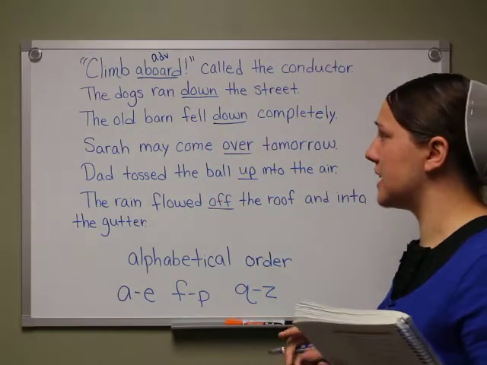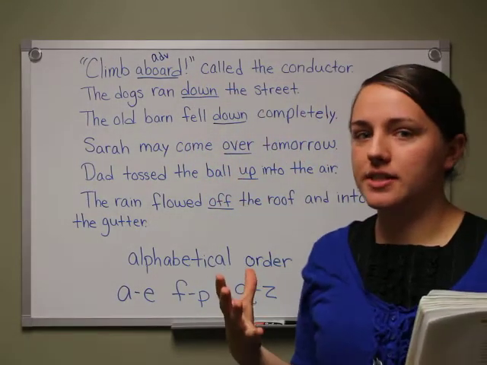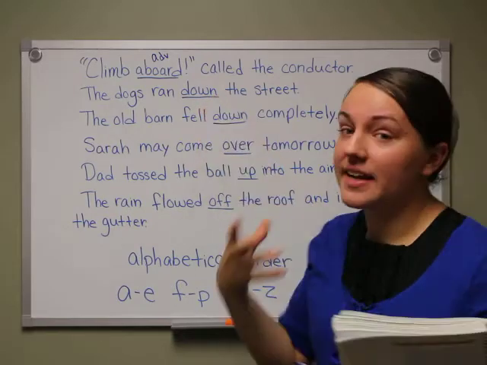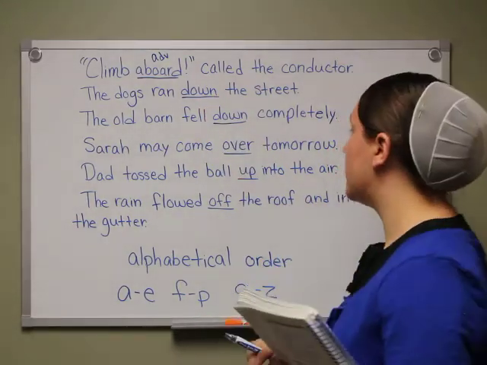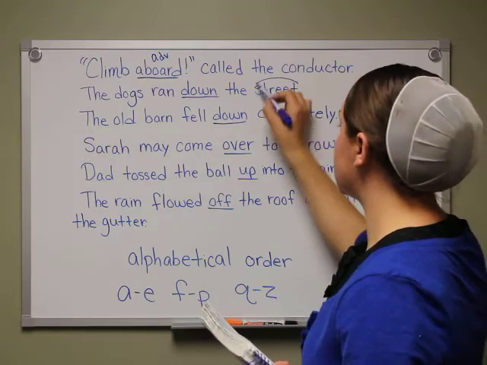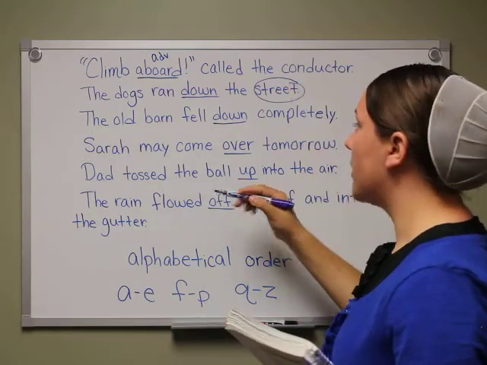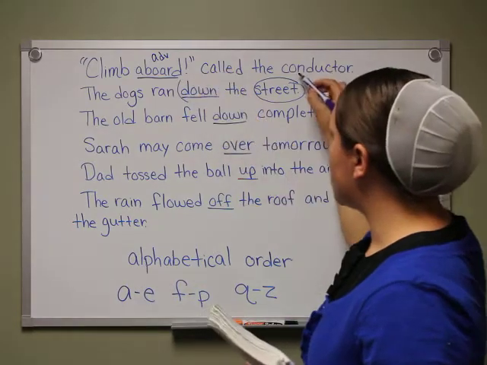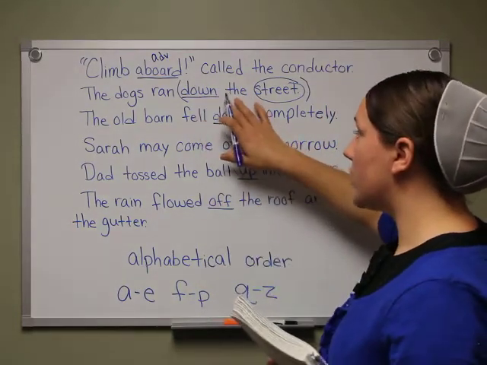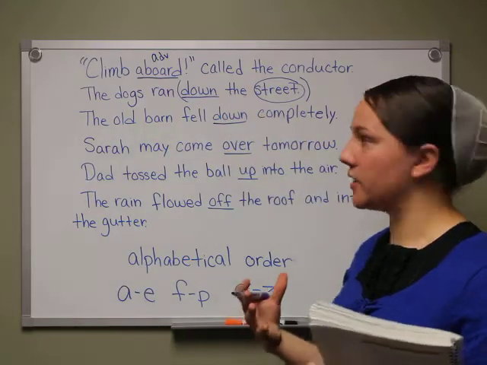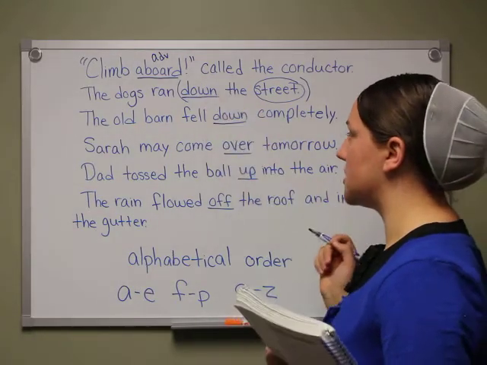Now let's look at the next sentence. The dogs ran down the street. Down is a word that is on your preposition list. Does it have an object after it? Yes, it does. Street is the object. Now remember, we call this a prepositional phrase. Usually it consists of a preposition, of one or two adjectives, and then the object. So down is a preposition in this sentence.